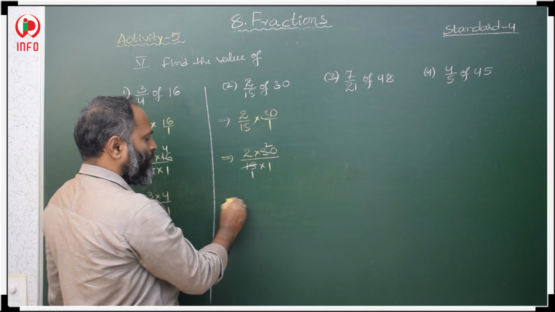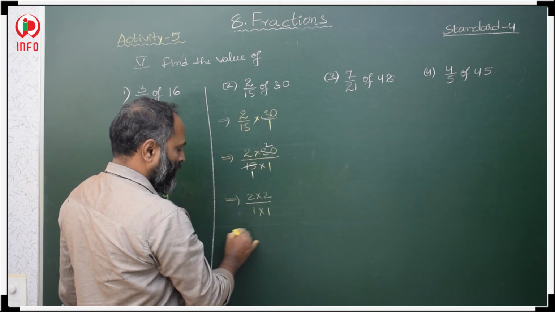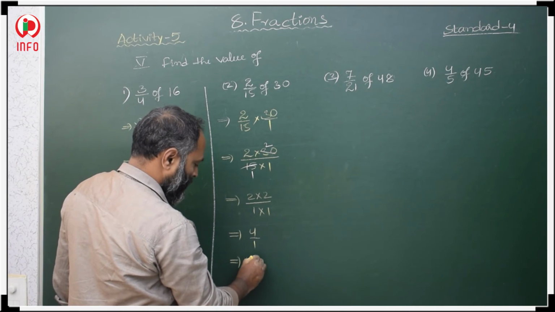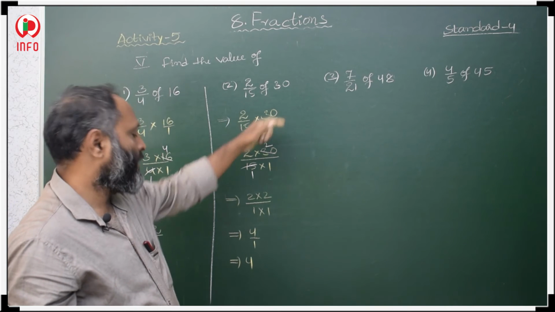Then what is left in the numerator? 2 into 2. In the denominator, 1 into 1. 2 twos are 4, 1 ones are 1. 4 by 1 is 4. Then 2 by 15th of 30 is 4.